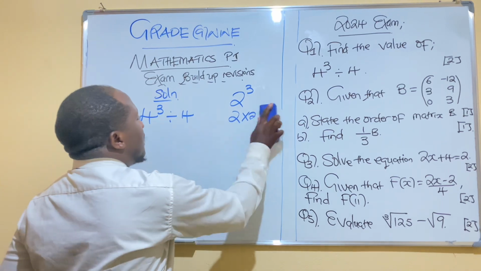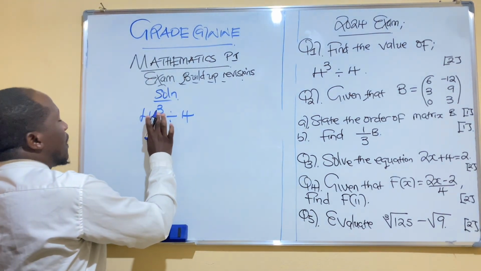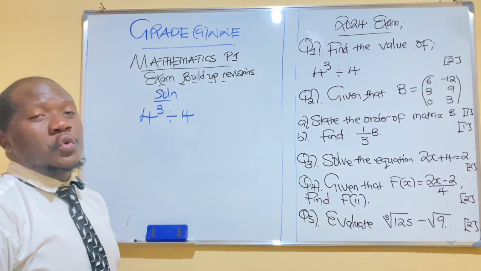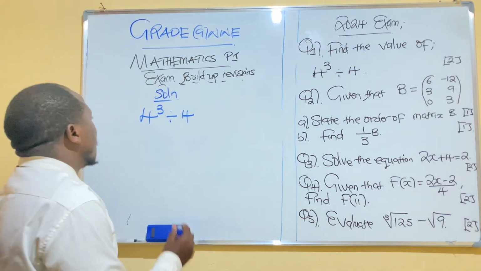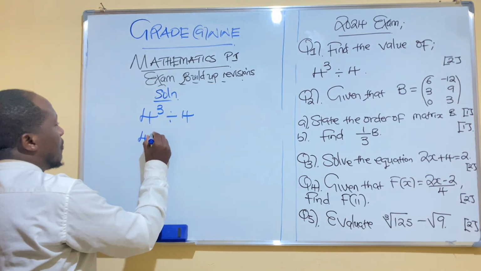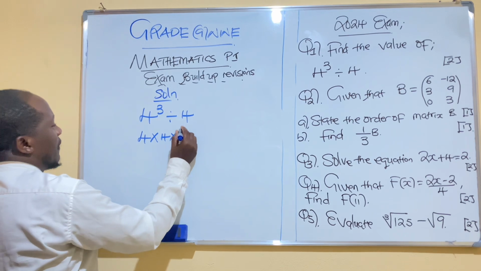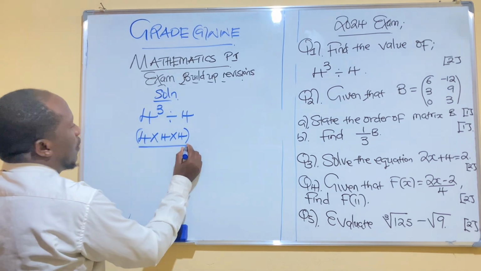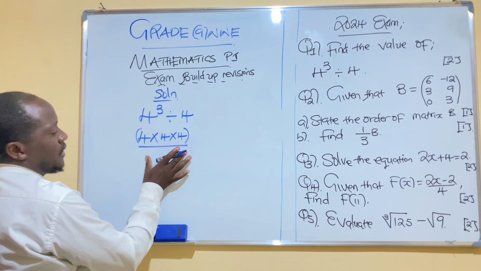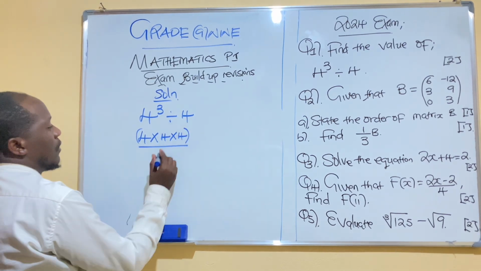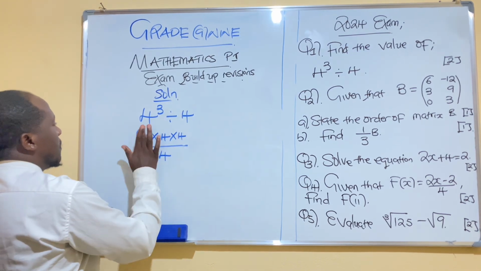So in this regard, 4 to the power 3 means we simply multiply 4 three times by itself. So this is 4 multiplied by 4, then multiplied by 4, in brackets, then over. This division can be written in form of this sign, then we say this is over 4, or even if we don't put the brackets.